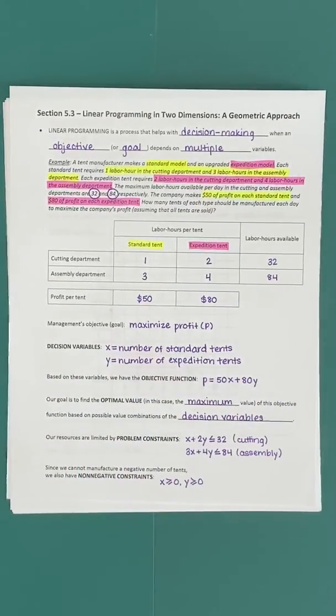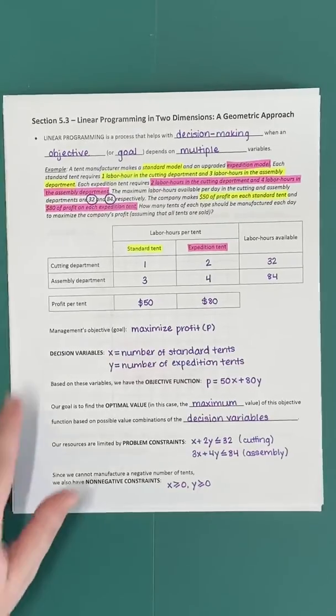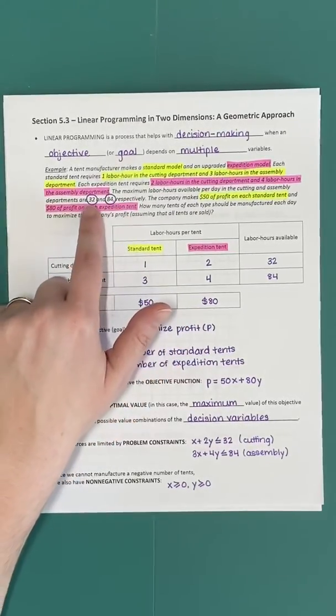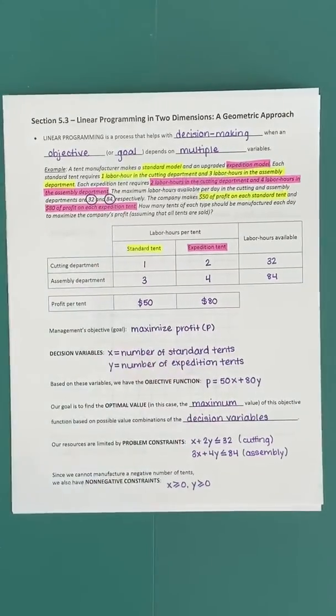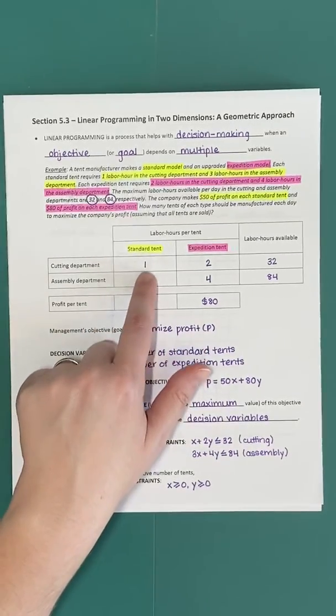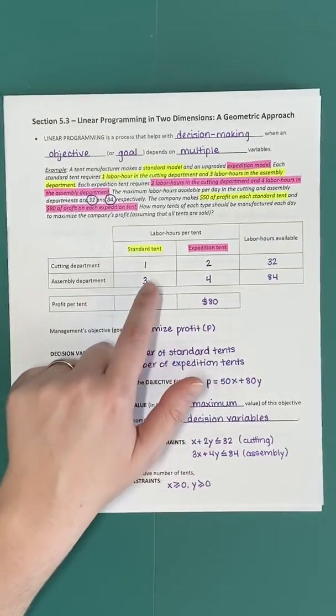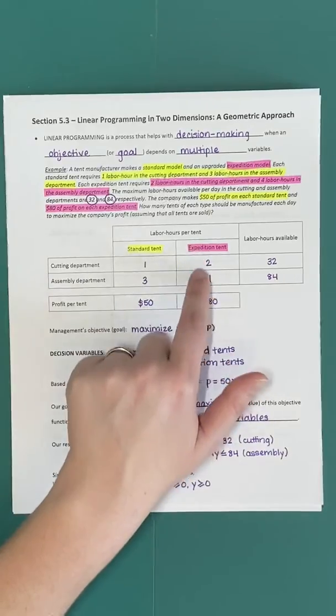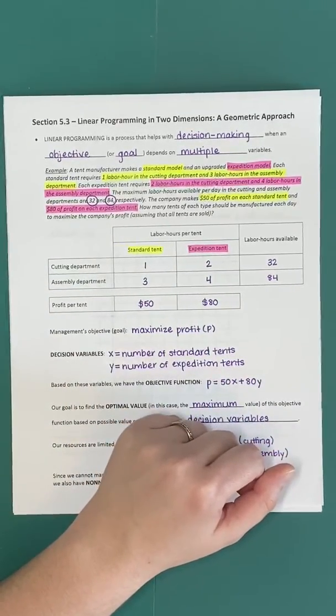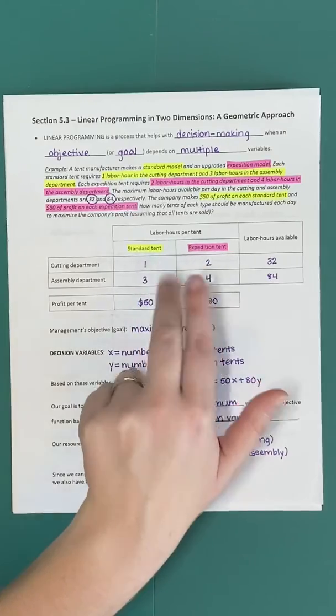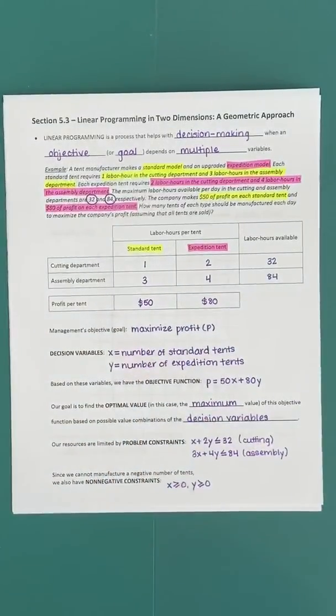So we're going to write problem constraints, in other words, inequalities, to represent the limitations we have as far as our resources are concerned. The way we write these, again, is going to come back to the totals we have. So the totals we had information about were the totals for the cutting department and the totals for the assembly department, in terms of how many hours we can spend in each of those two departments. So the standard tent takes 1 hour to cut, the expedition takes 2 hours of cut. So say we made 5 standard tents, well, that would take us 5 hours in total. Say we made 5 expedition tents, well, that would take us 10 hours in total. We know that by combining those two activities, we have to stay within that limit of 32.